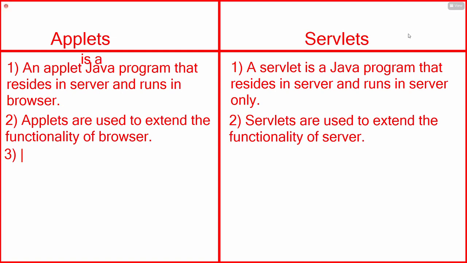Applets are used to extend the functionality of browser. Servlets are used to extend the functionality of server. You studied static web application and dynamic web application. That type only: applets come under static, servlets come under dynamic. This resides in server, runs in browser. This resides in server, runs in server only. Whenever a request comes to an applet, the program is transferred to the browser. Whenever a request comes to a servlet, the program is executed and only the output is transferred. With this first difference only, you can understand that.